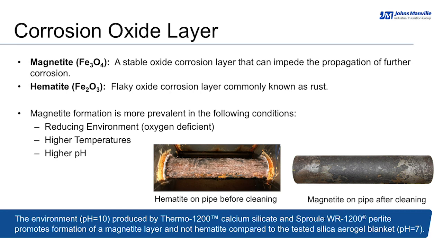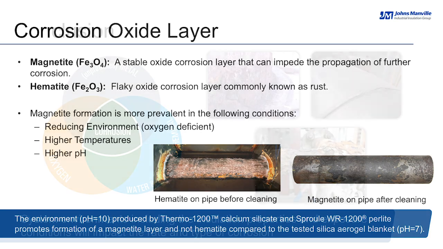Though both the magnetite and hematite are forms of corrosion, the more thermally stable magnetite is more preferred than hematite due to its potential to impede further corrosion. This is evident in the fact that the aerogel sample had deeper pits than the other 2 installations, potentially due to the lower degree of protection from the hematite layer compared to the magnetite layer.